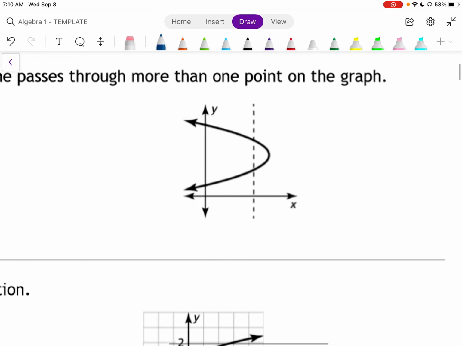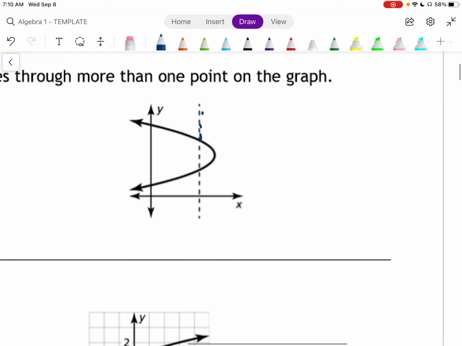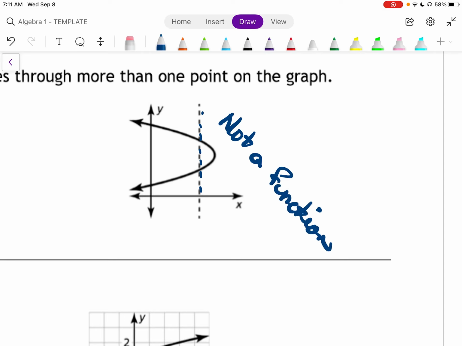Let's look at the second one. Here they drew a vertical line and it touches it twice. It fails the vertical line test, and it is not a function. Now you look here, we could draw a vertical line that would touch just one spot right there. That doesn't matter. It doesn't matter if you can draw one correctly. It just matters that you can draw one incorrectly, to where it touches it twice.